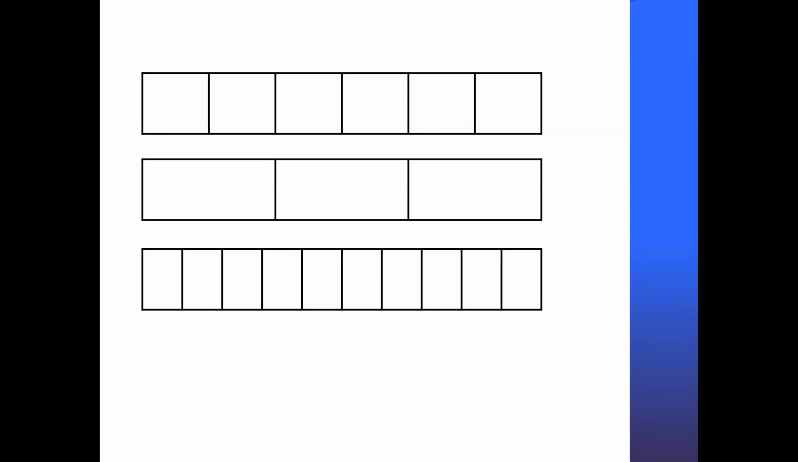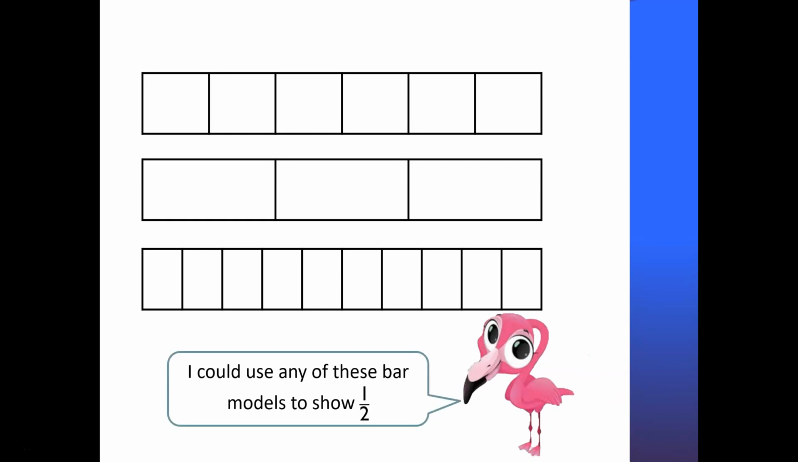This time we have 3 bars of equal size, but they have been divided into different numbers of equal sections. The first bar shows fractions with a denominator of 6. The second bar shows fractions with a denominator of 3, so thirds. And the bottom bar shows fractions of a denominator of 10, so tenths. Flora says, I could use any of these bar models to show 1/2. Is Flora correct? Pause the video now and have a think.